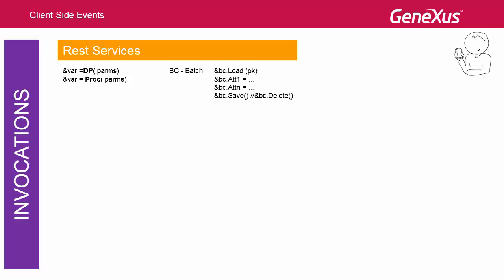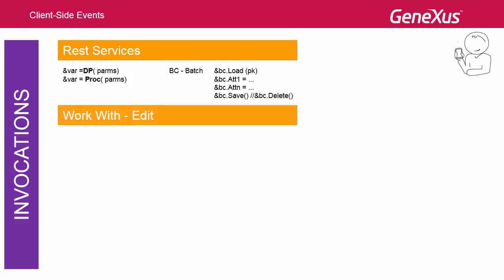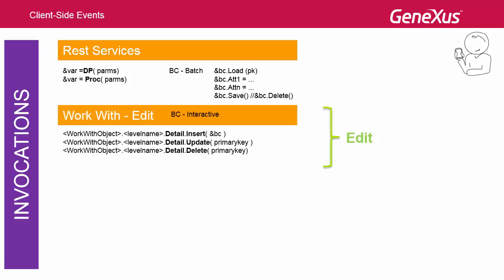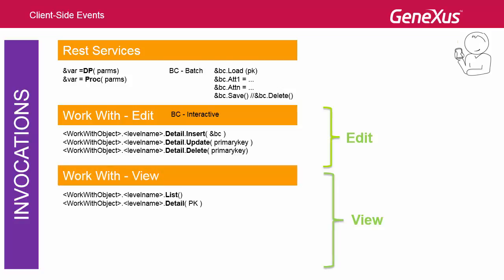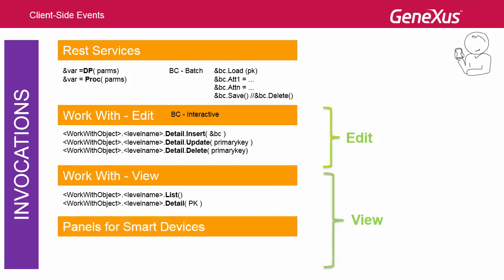From a client-side event, we can also call the Work With Detail screen to perform insert, update, or delete operations. Internally, this will translate into an invocation to the REST business component. Here, through this screen, the user is prompted for information. Next, this operation is performed in a transparent way for the developer. We may also just want to call the list or the detail in view mode, as well as objects called panels for smart devices, which are a bit more flexible than work with screens.